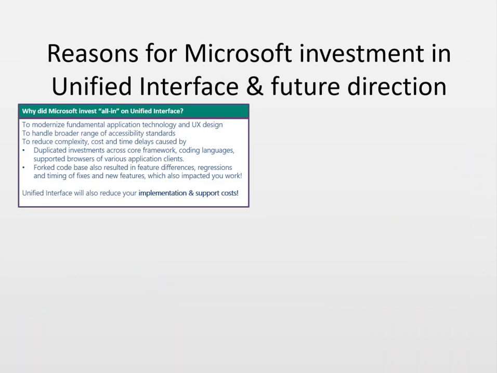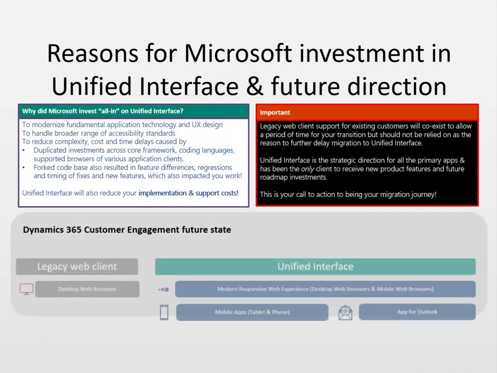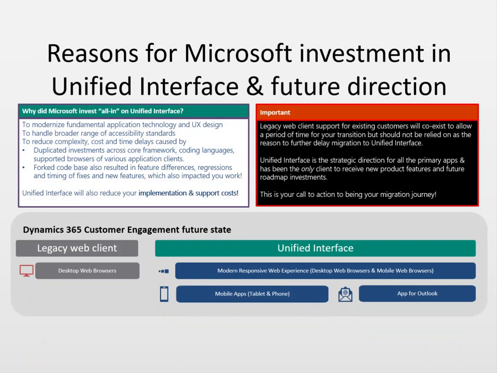Also, as we know, forked code is a real hassle. So implementing and focusing on one line which supports all other lines is such a great idea. Here, also, there's a good announcement from Microsoft: unified interface is the strategic direction, and there will not be any investment in the old legacy web client.